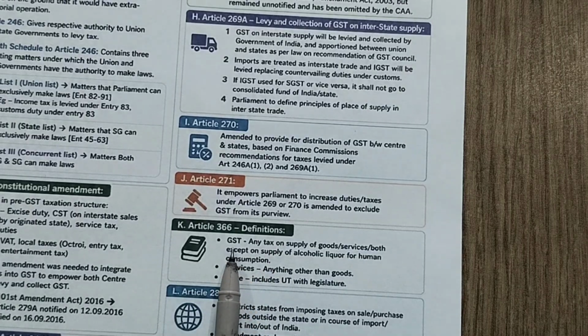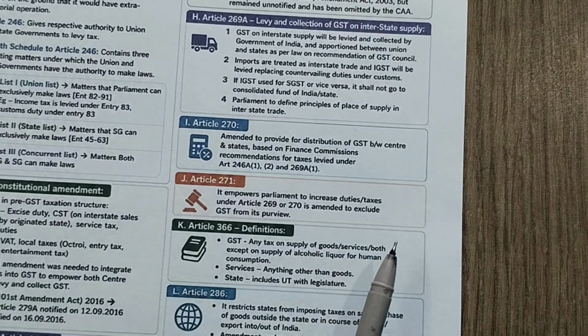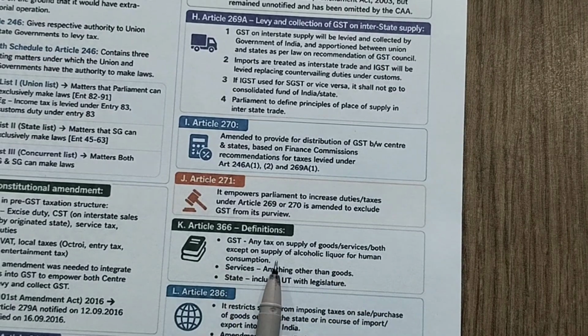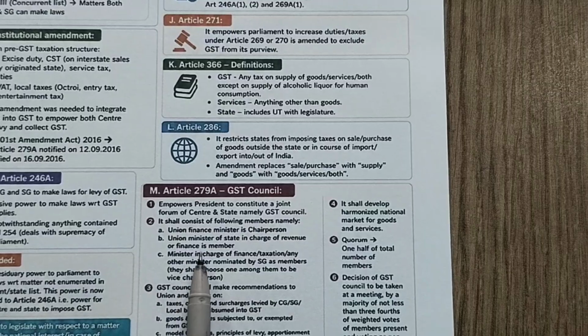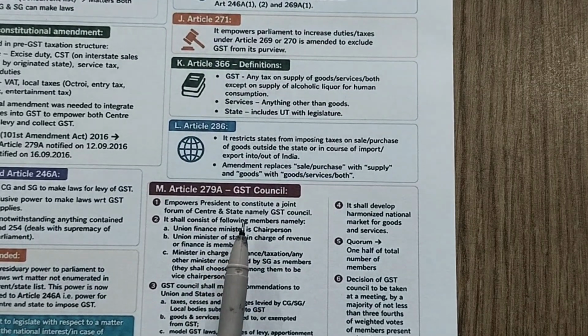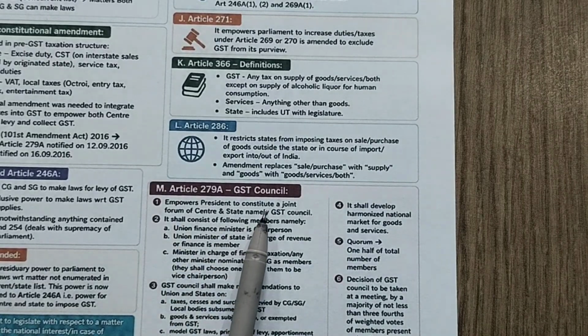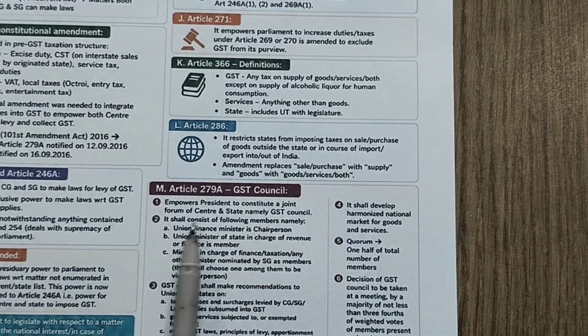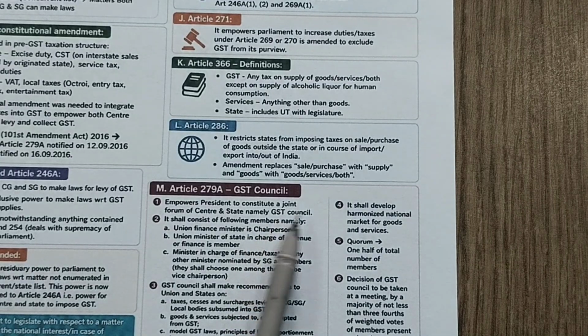So what is the meaning of GST? Any tax on supply of goods and services both, except the supply of alcoholic liquor for human consumption. Then Article 279A, it is about the GST Council. It empowers the President, under the Constitution, to establish a joint forum of central and state, namely called the GST Council.